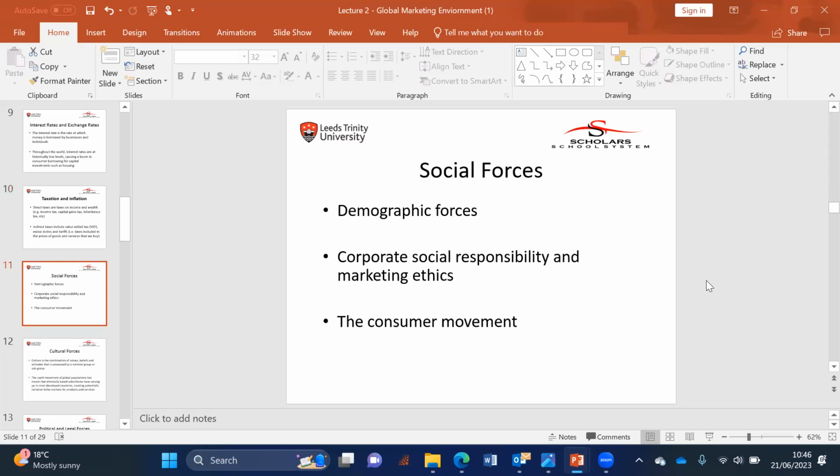Social forces are demographic forces, the kind of trends in the market. There's corporate social responsibility and marketing ethics. That corporate social responsibility is very important. All the businesses that function now, especially the big companies, are putting in a lot of effort, and you will hear a lot of CSR activities, which is corporate social responsibility. So they go on tree planting drives, they go on drives where they pick up trash from seasides and from natural places, from parks. So all of this they're doing because now there's a societal trend and there's a societal pressure that they need to look out for the environment, the society.